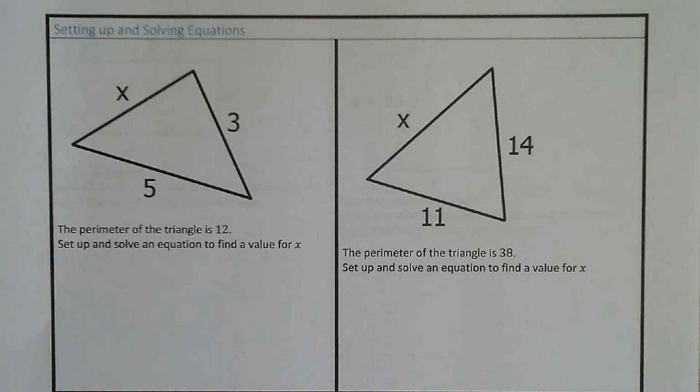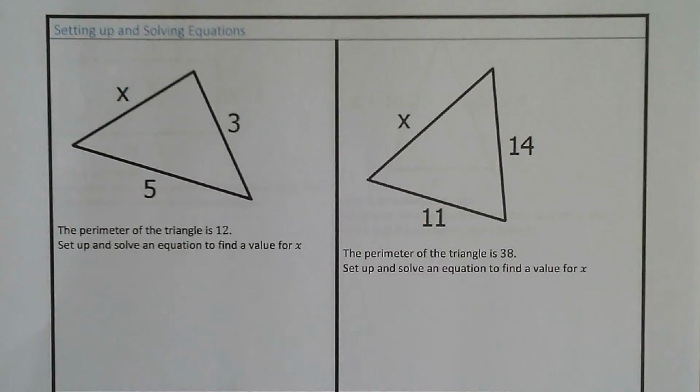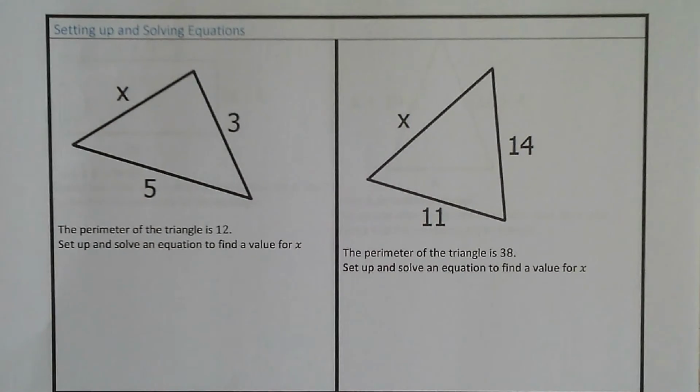You might be able to already figure out what the missing side length will be in order for the triangle to have a perimeter of 12. However, if you just write down the answer, you won't score any marks in the exam. The examiner is telling us to set up and solve an equation, so we must show that we have used that method in order to get the marks.